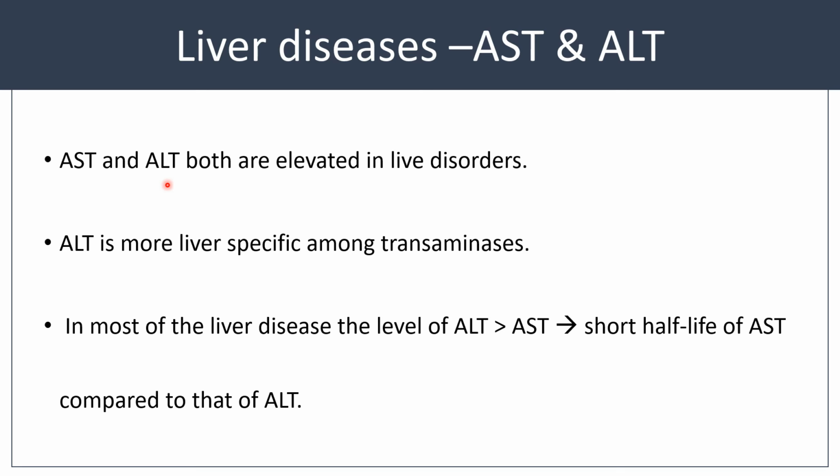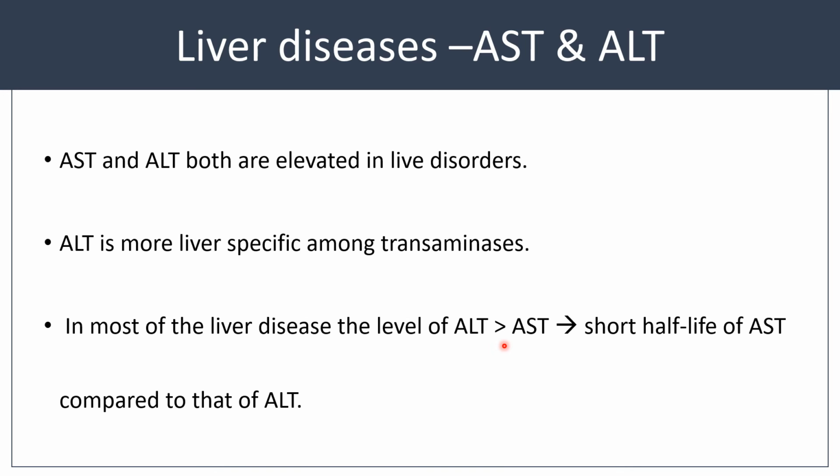AST and ALT are both elevated in liver damage, liver disorders, but ALT is more specific. Why? Because ALT in high concentration is present only in liver, while AST in high concentration is present in liver as well as in other tissues like cardiac tissue. So in a patient with liver damage, both enzymes will be elevated, but the concentration of ALT will be higher than that of AST.